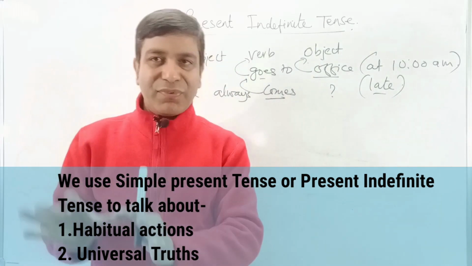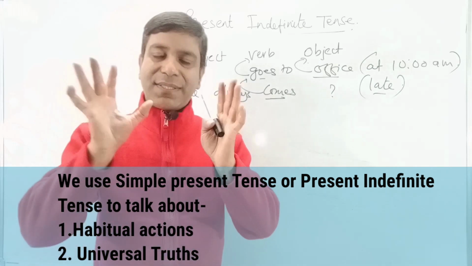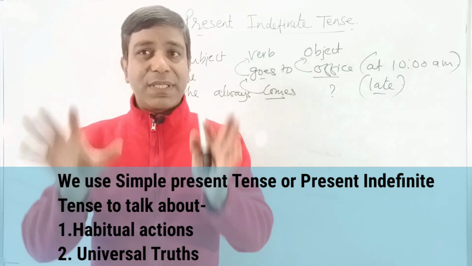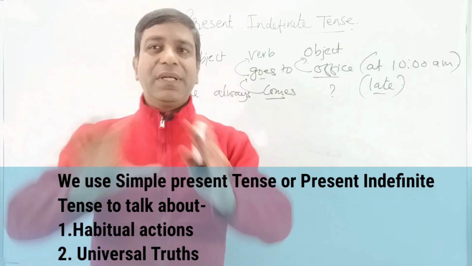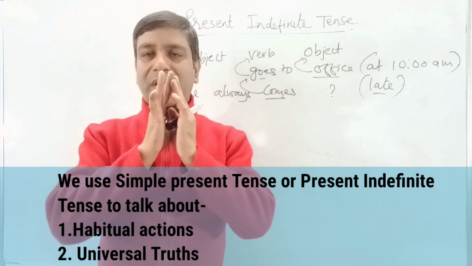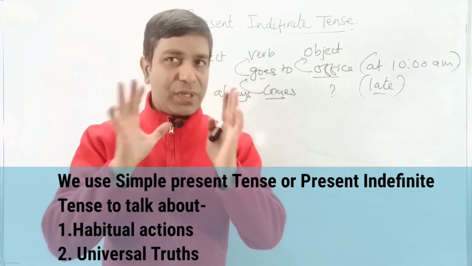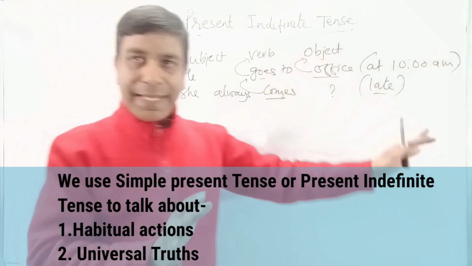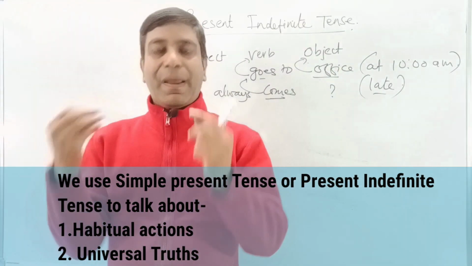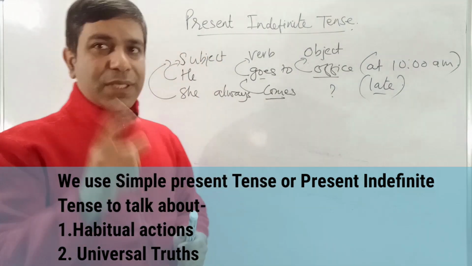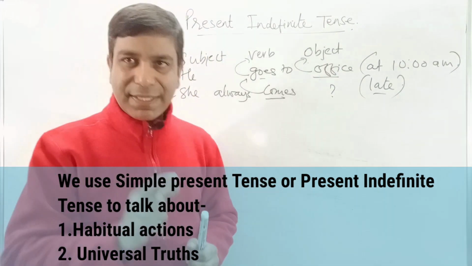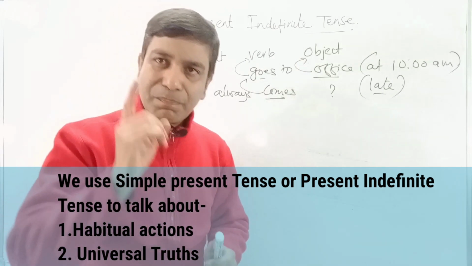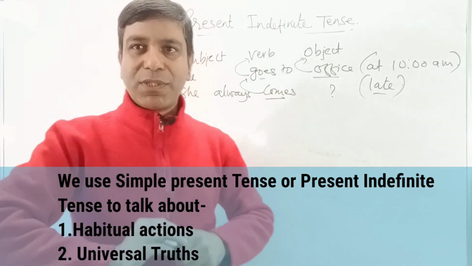Everybody goes to office at 10 a.m. and just like everybody, he also goes to office at 10 a.m. This is a habitual action, the thing that happens on a daily basis. Look at the second example. She always comes late. This is also a habit that she has. So we use present indefinite tense to describe an action that happens on a regular basis. Point one.